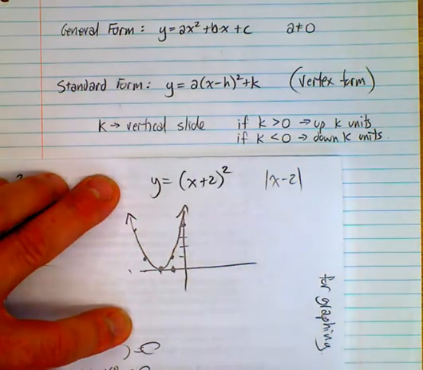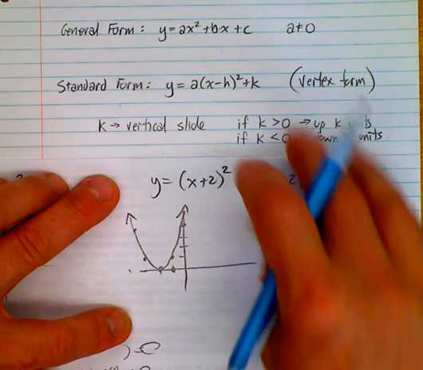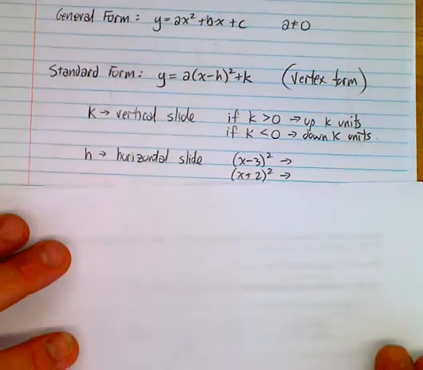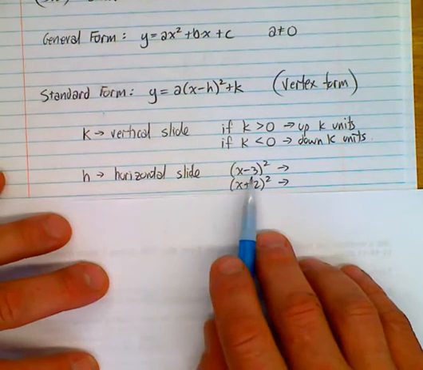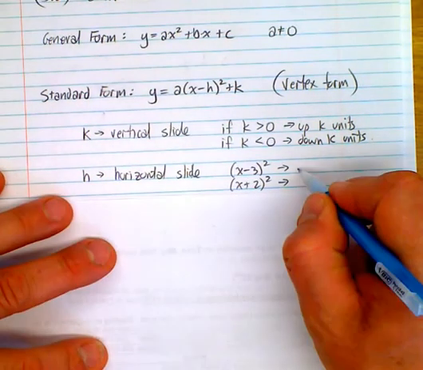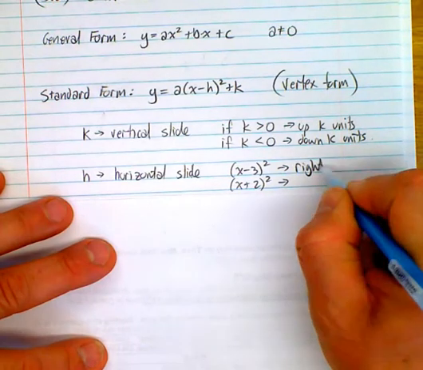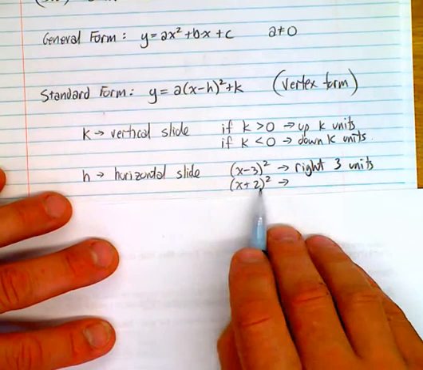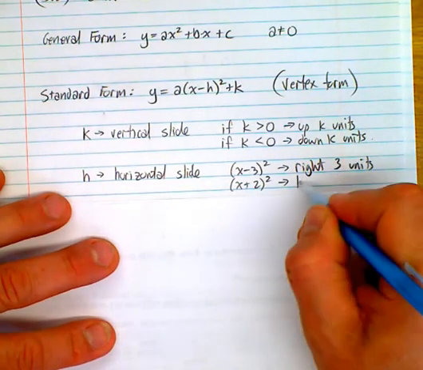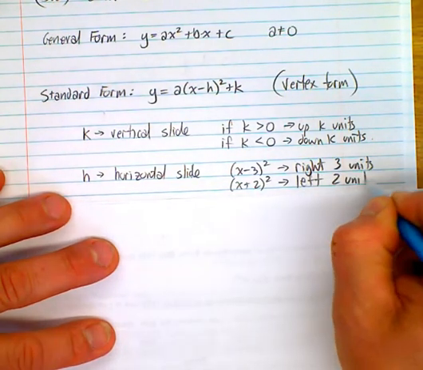Like I said, every function works the same. So now if we look at the horizontal slides here, if you have something like x minus 3 all squared, that means that it goes to the right 3 units. If I have x plus 2 all squared, that means that it goes left 2 units.